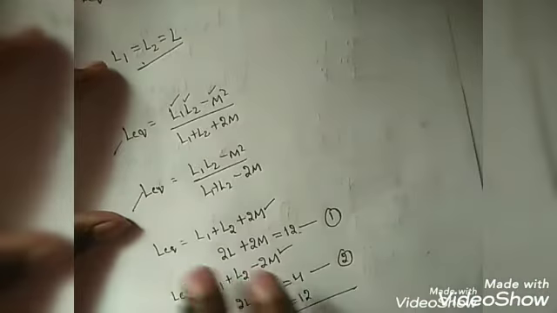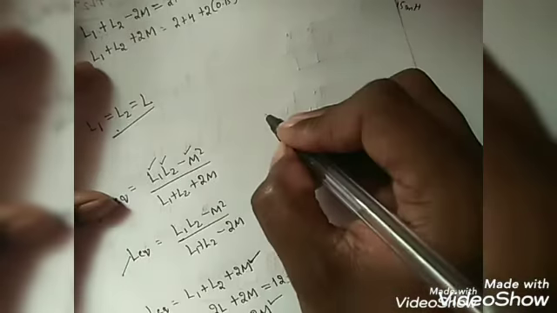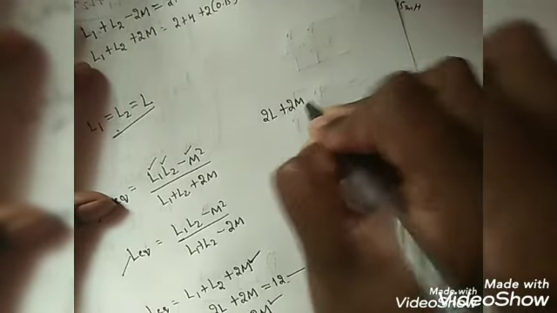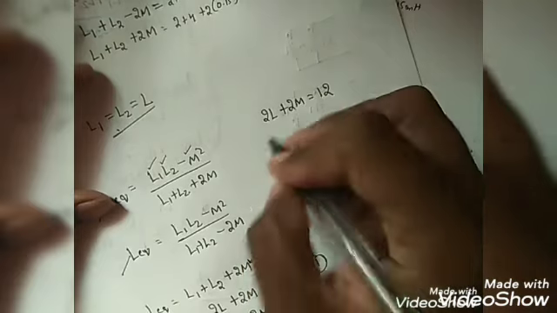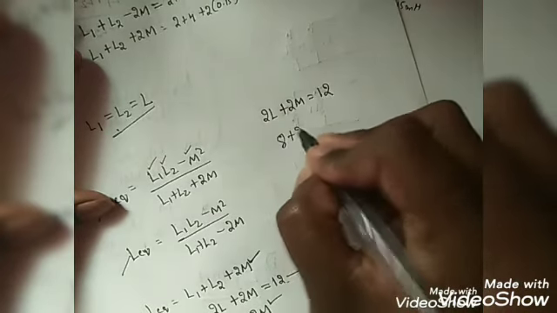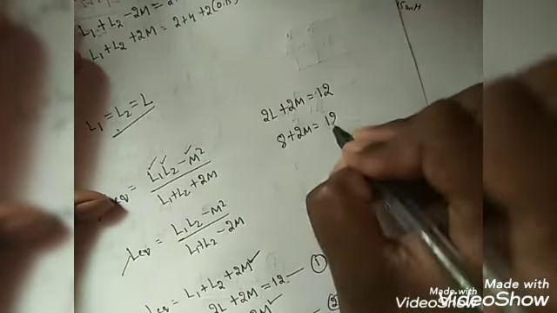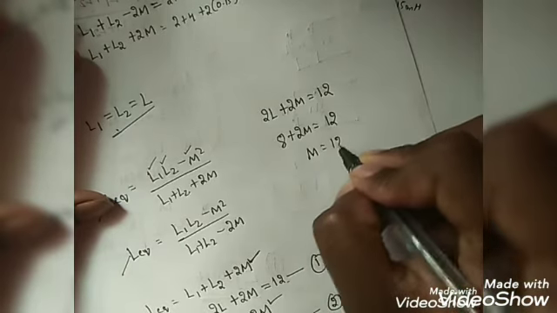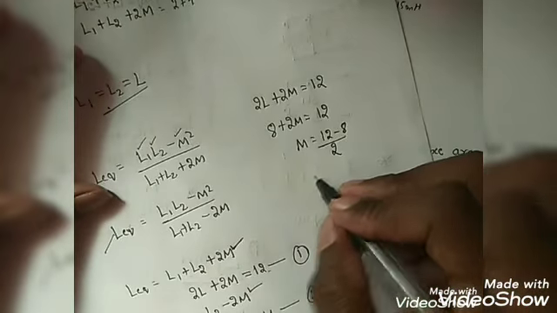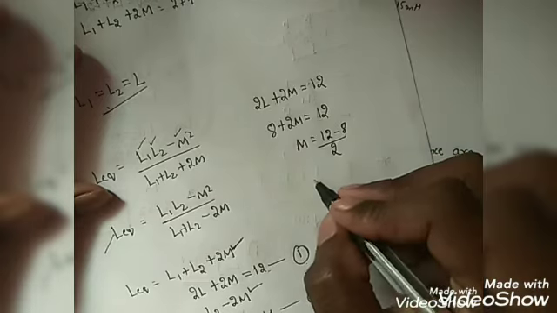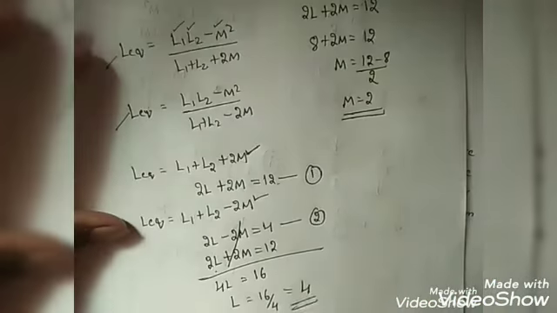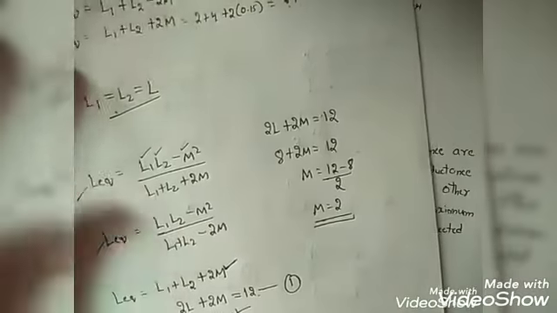We substitute L equals 4 in 2L plus 2M equals 12. Four 2s are 8, plus 2M equals 12. So M is 12 minus 8 divided by 2, that is 4 divided by 2. The value of M is 2. Now we know the value of L is 4 and the value of M is 2.